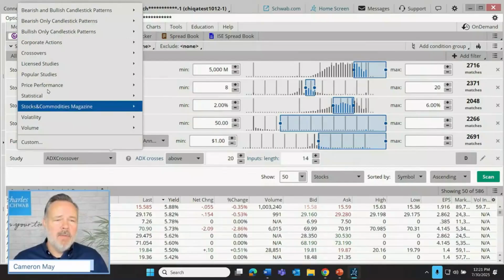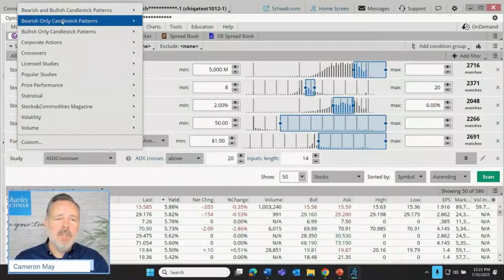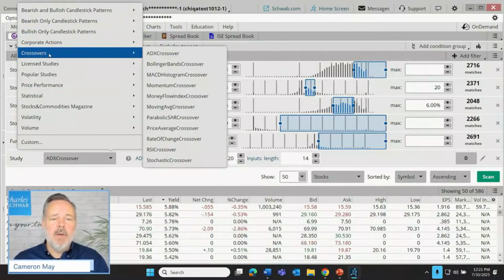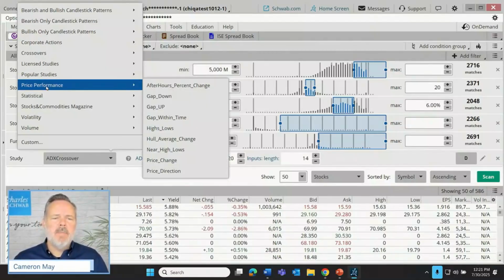The one that I'm going to be using is known as price performance. How has price been performing recently? And as I do, note the rest of the menu. There are lots of other studies that we can choose. Candlestick patterns, crossovers using moving averages, popular studies like MACD and on balance volume and RSI and stochastic and all of those things that a lot of you are familiar with. Let me go to just price performance. And I'm going to choose as our example here, near high lows.